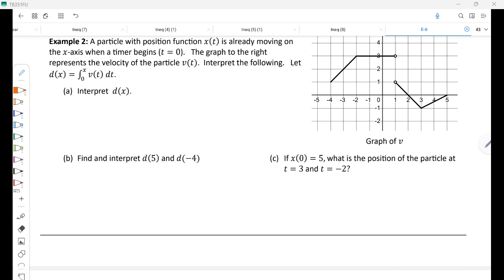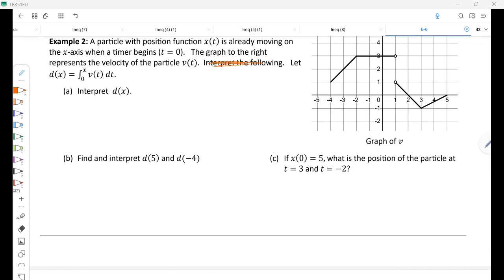A particle with position function x of t is already moving on the x-axis when a timer begins at t equals 0. So if you're wondering why we have a velocity at negative times, it's because we were late hitting our timer. We were, looks like 4 seconds late hitting the timer. The graph to the right represents the velocity of the particle. Interpret the following.